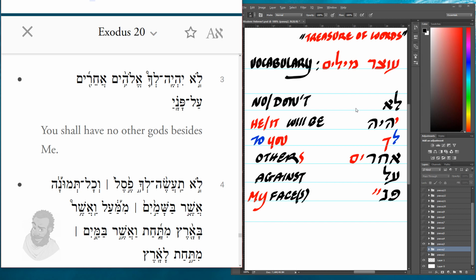Yihyeh. He or it will be. Remember the yod? The yod in front of haya. Haya means was. He was or it was. When the yod is in front, it means he will be or it will be. Lecha means to, the lamed here, and you, the chaf here. Lecha, to you. So it will be to you. Who will be to you? Elohim will be to you.